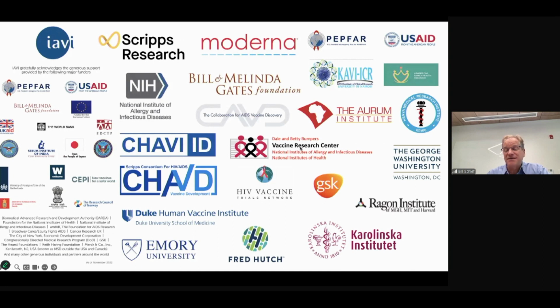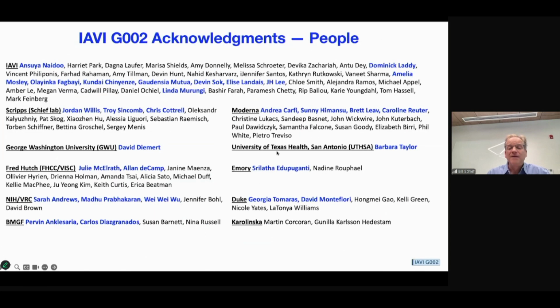I mentioned the vaccine. All that data from G001 was from B-cell sorting at the Vaccine Research Center and at the Fred Hutch. And G002 is all done at the Vaccine Research Center, so that's fantastic. Obviously, lots of people contributed to these studies.